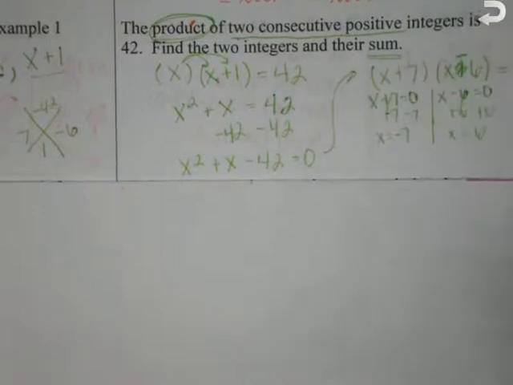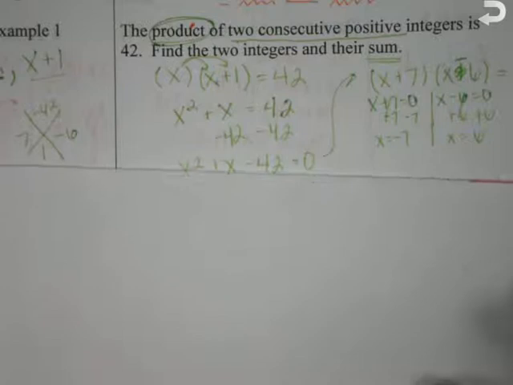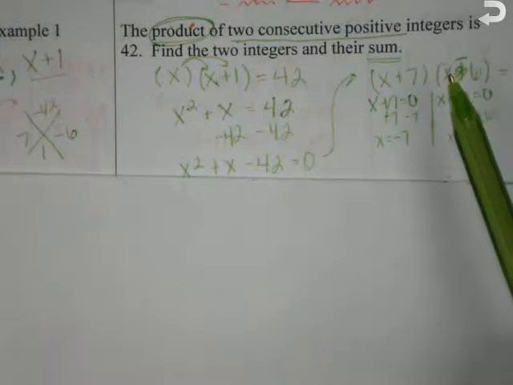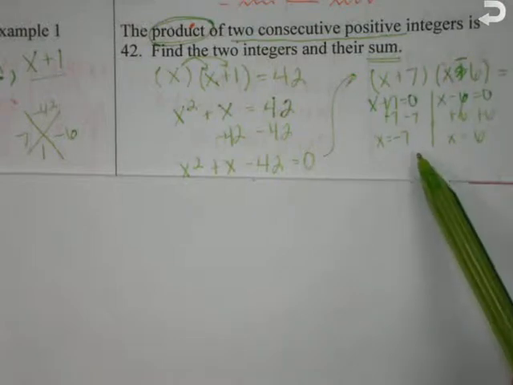Okay. What does the problem tell us? That the integers are positive. So that means one of my answers doesn't work. Which one? Negative 7. So we can disregard negative 7. It's not positive.